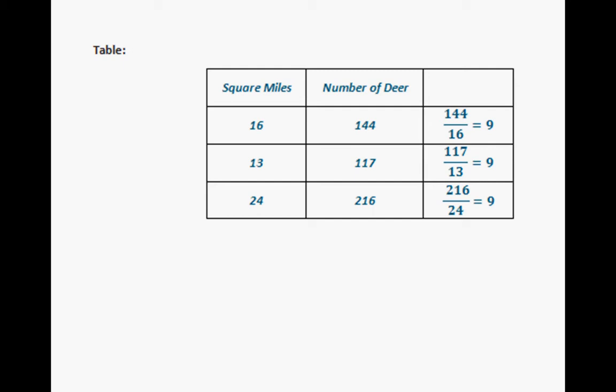We're picking the square mile, and that becomes our independent variable, and so our dependent variable is the number of deer. We can't choose a random number of deer once we pick a square mile. So square miles is independent, and the number of deer is dependent on the square miles that we pick. So when we set it up, it's 144 deer divided by 16 square miles, and that gives us 9. The same thing with 117 divided by 13 and 216 divided by 24, and you'll see that we get a constant unit rate of 9.